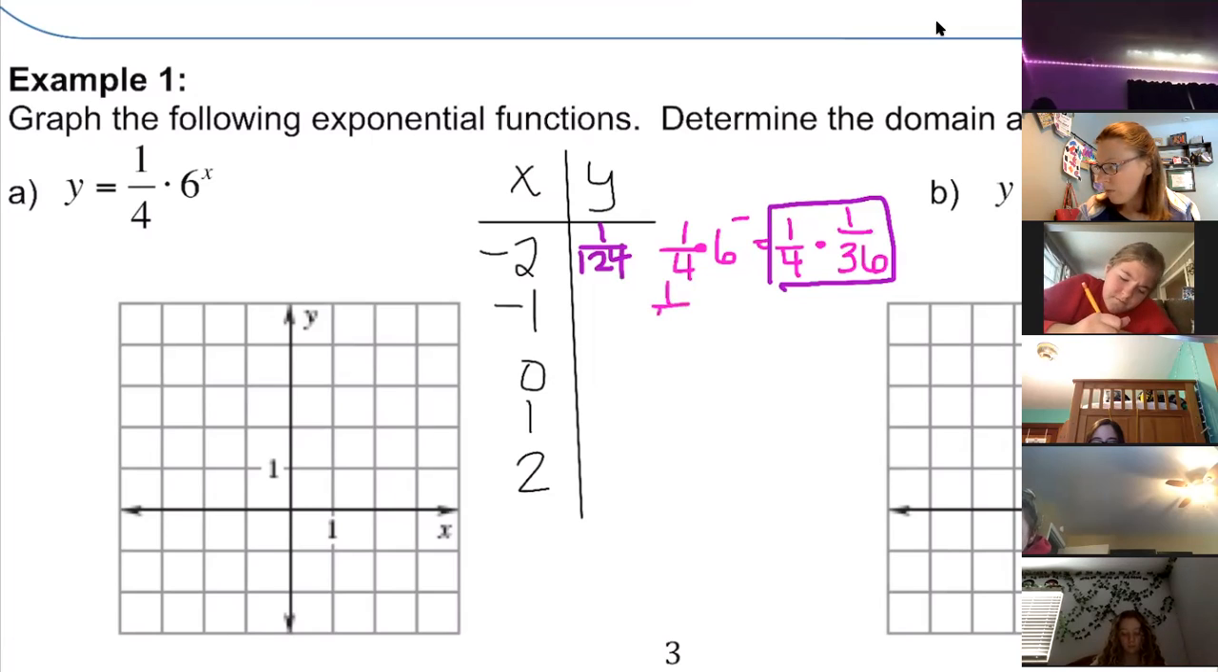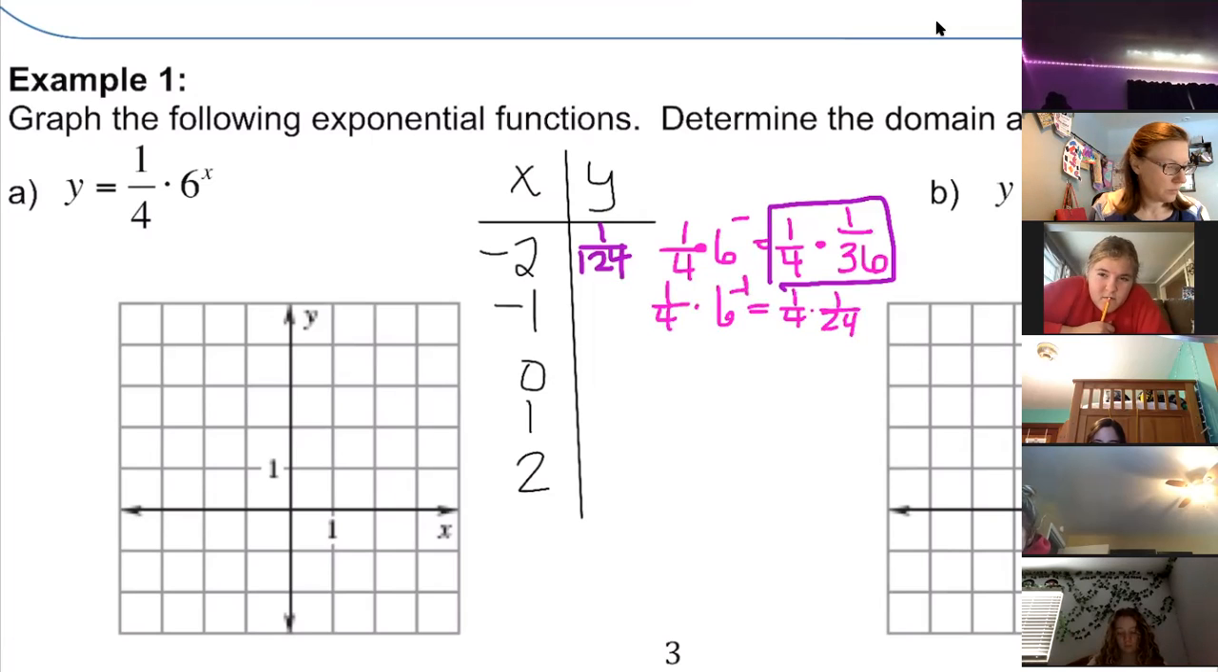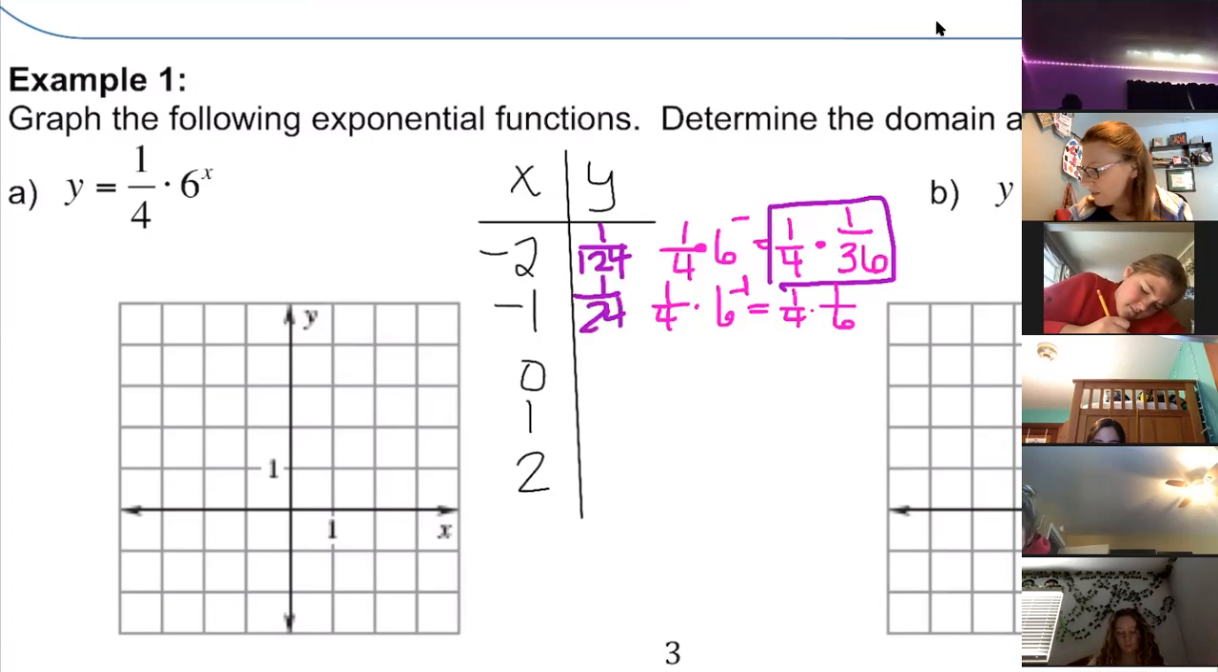So you're taking 1/4 times 6 to the -1, which is 1/4 times 1/6. So any next negative exponent is going to make it into a fraction. I was giving you the answer there. 1/4 times 1/6 is 1/24.